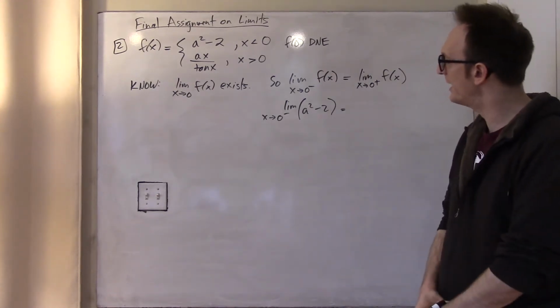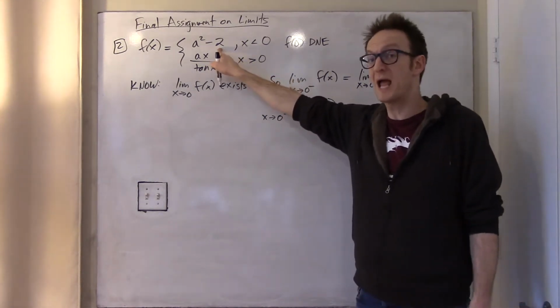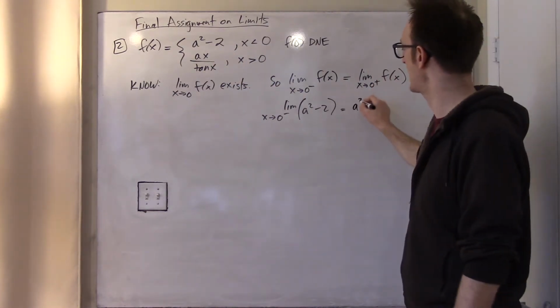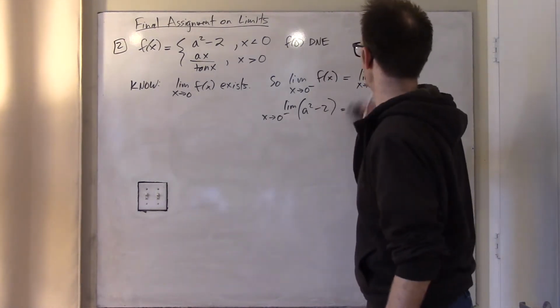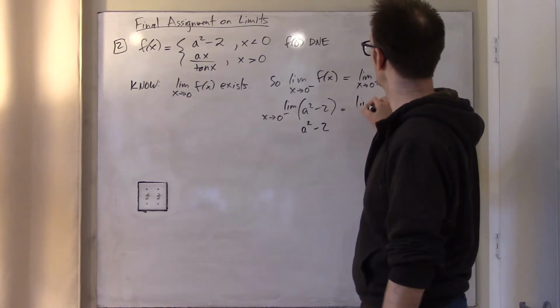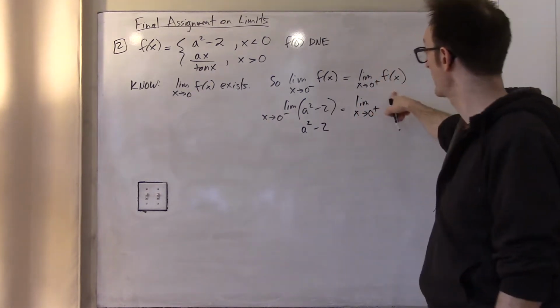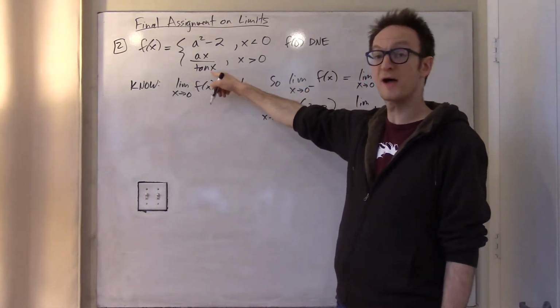So, what is the limit as x approaches 0 from the left? Well, as we already discussed, for negative x values, this function is just constant, and so this is just a squared minus 2. Maybe I should write this underneath. This is a squared minus 2. What is the limit as x approaches 0 from the right of this function? Well, if x is positive, then I need to follow this rule on the right.